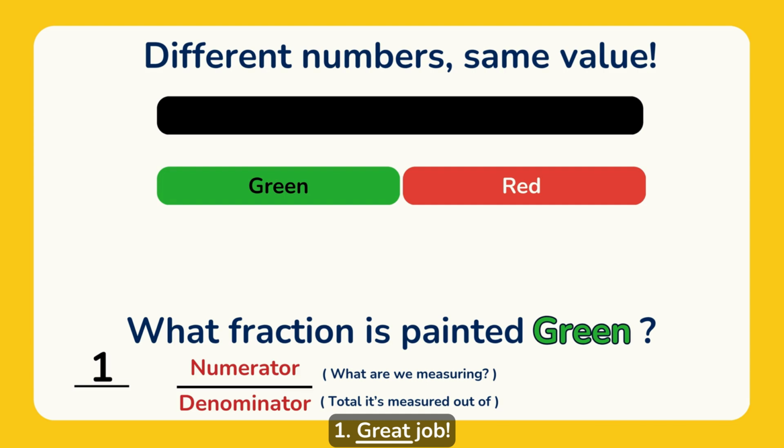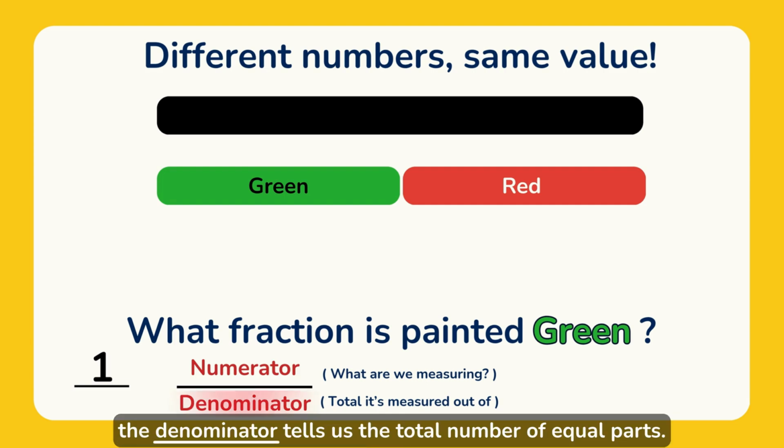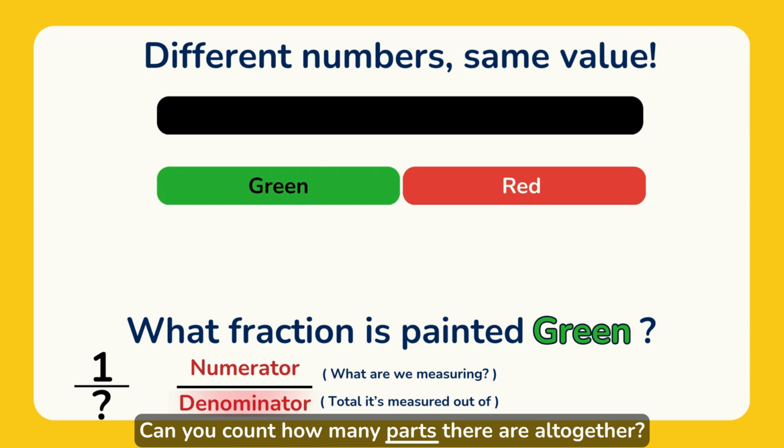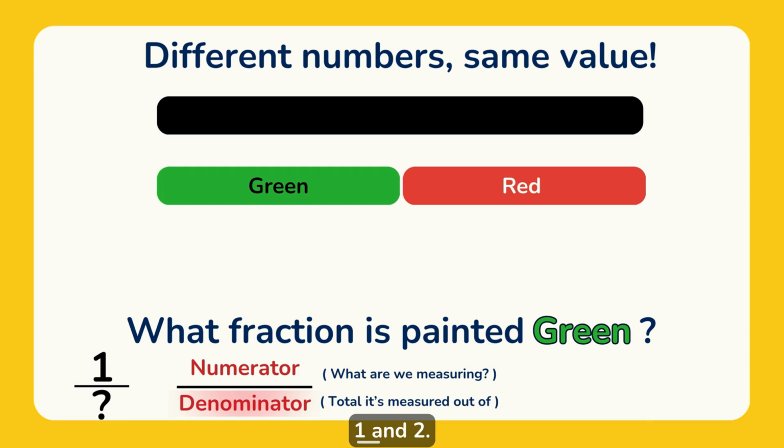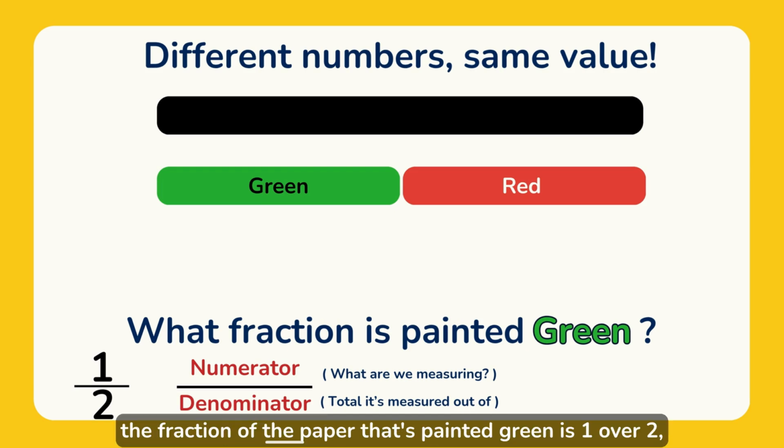1. Great job. Now, the denominator tells us the total number of equal parts. Can you count how many parts there are altogether? 1 and 2. Well done. So, the fraction of the paper that's painted green is 1 over 2, or 1/2.